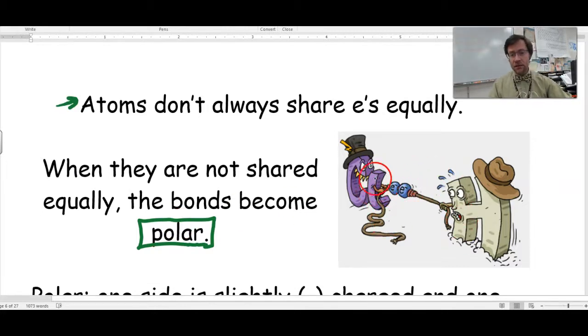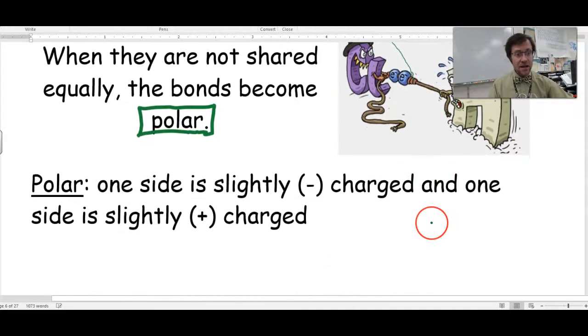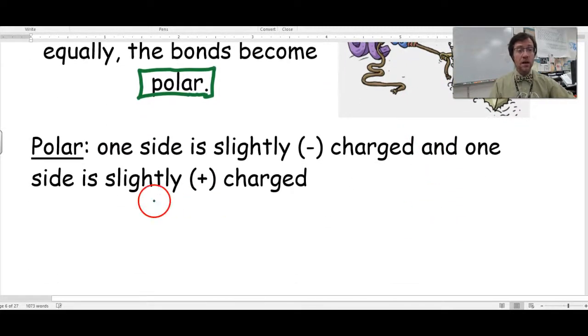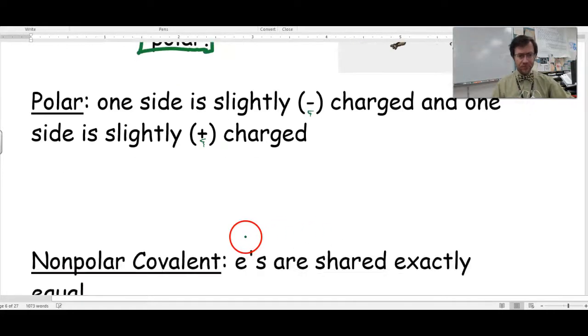So during this tug of war, I have this in here on purpose because you see chlorine, it's a tug of war. Chlorine's pulling both those electrons way more over to its side. Hydrogen's still holding on, but it's not really doing that well. And that's what we get when we get polar. It literally means that one side is slightly negatively charged and one side is slightly positively charged. And this is caused by the electrons living more on one side than the other, okay?